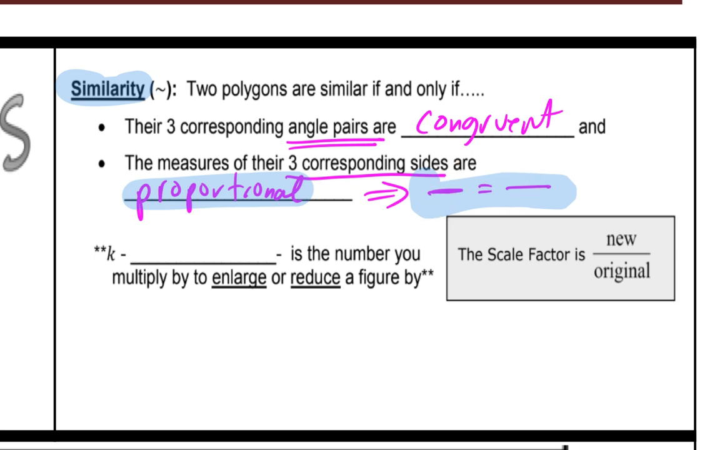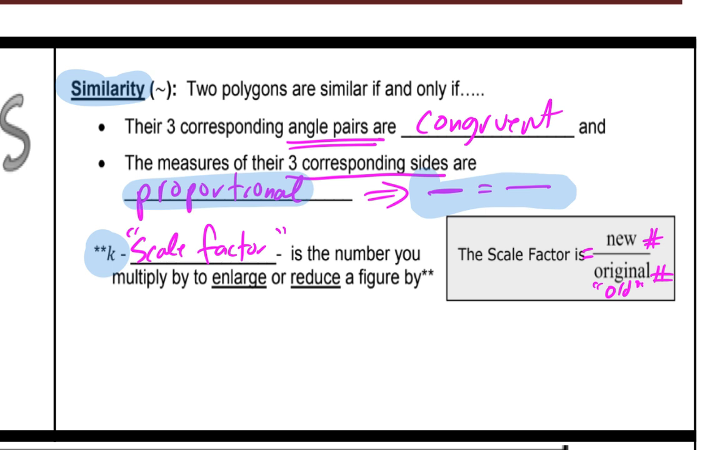When we do that, we're going to use what's called the K value. The K value is called the scale factor. The scale factor is the number that you multiply by to enlarge or reduce a figure. We calculate it as the new number over the original number, or you can think old, the old number is the original number. That tells you how many times you multiply.